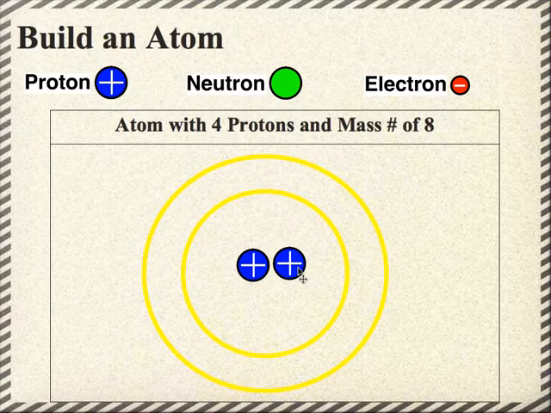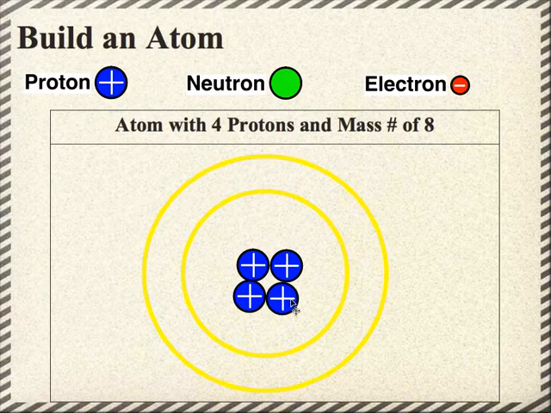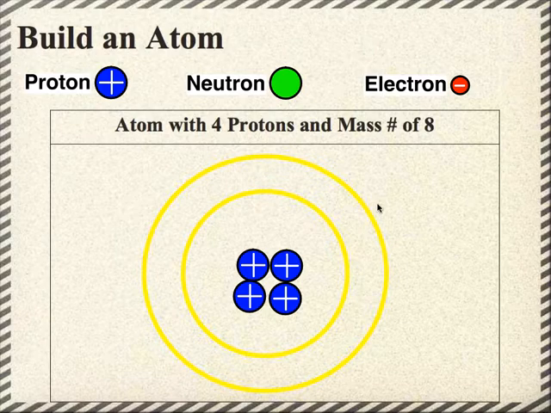So here's my second one. Here's my third one. And here's my fourth one. Okay? So I know that it has 4 protons. Right away, I should be able to also get another one very, very quickly. If I have 4 protons, and I know that my atom has to be neutrally charged, I also need to know that I have to have 4 negative things. So I know I need to have 4 electrons.